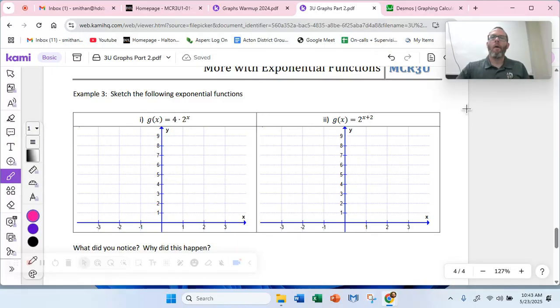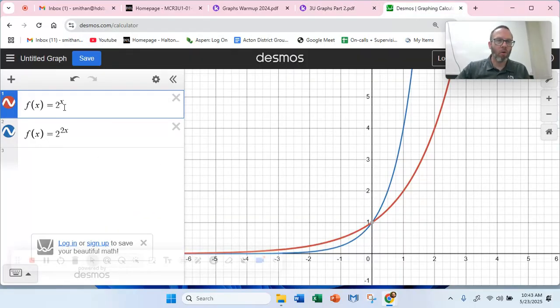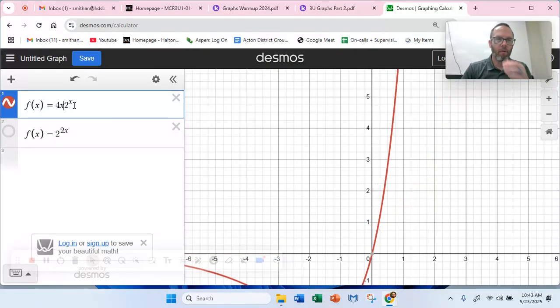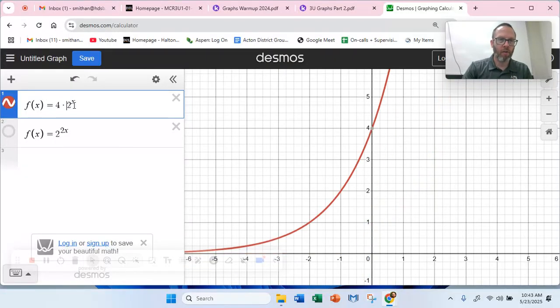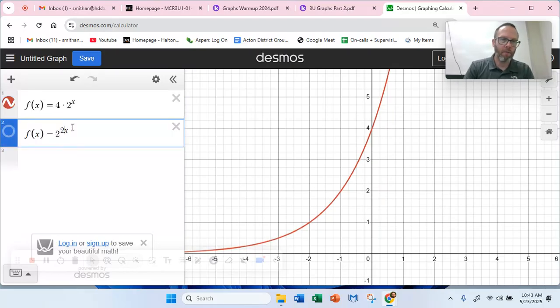All right, let's get things prepared. So we want to graph 4 times 2 to the power of x. And then we want 2 to the power of x plus 2. Not working. X plus 2. There, that worked.